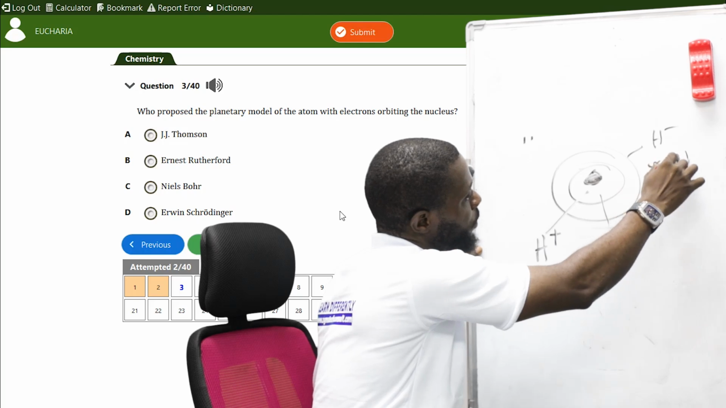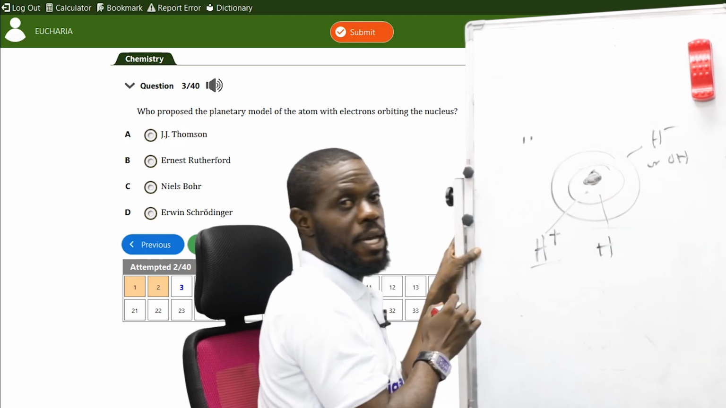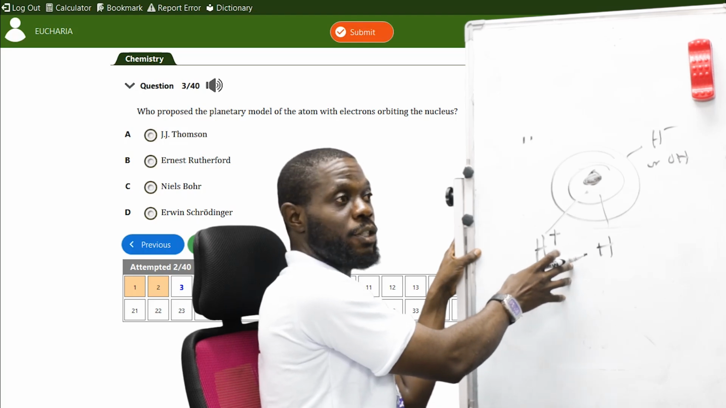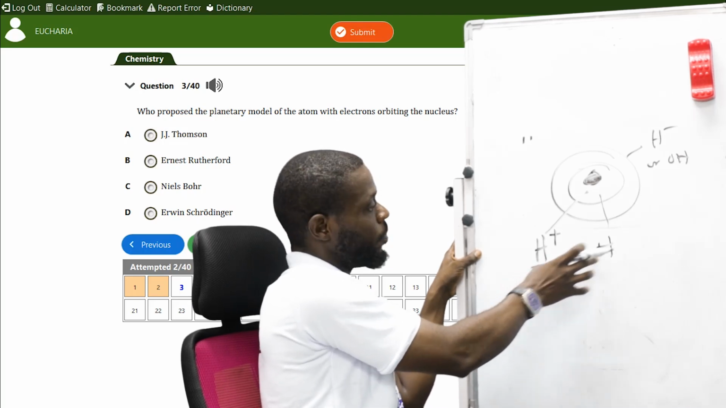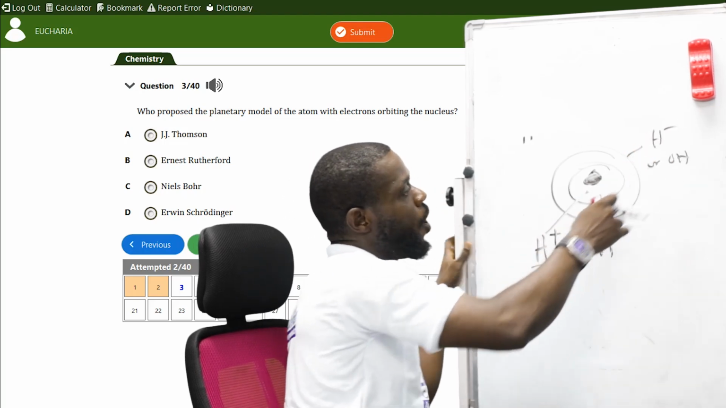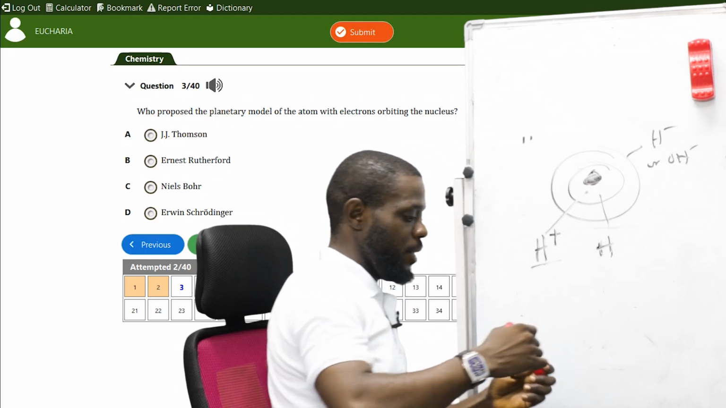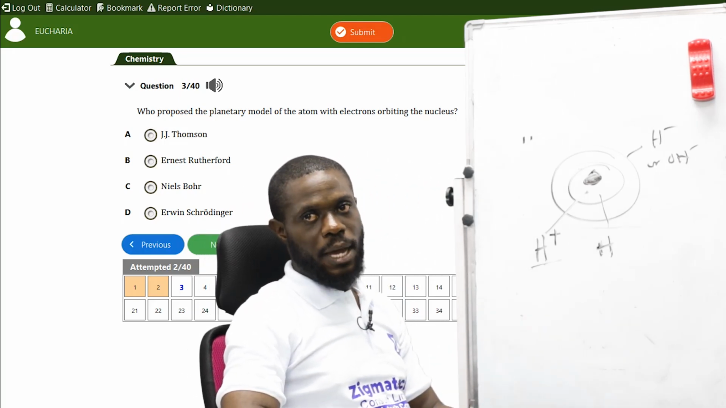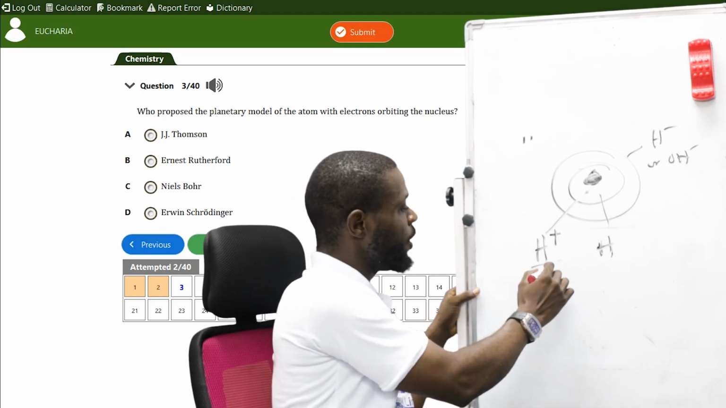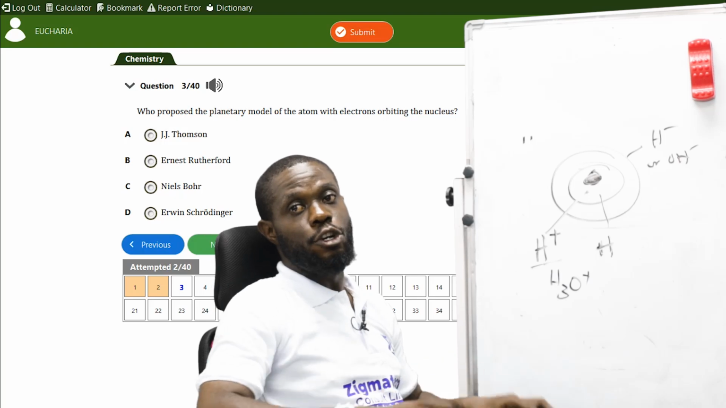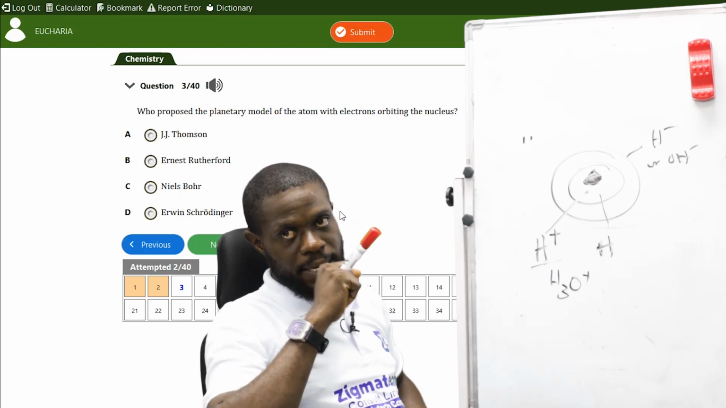Electron. Now, H plus is called hydrogen ion or proton. This H is the neutron, while OH minus is called hydroxide ion. H plus is also called hydronium ion.